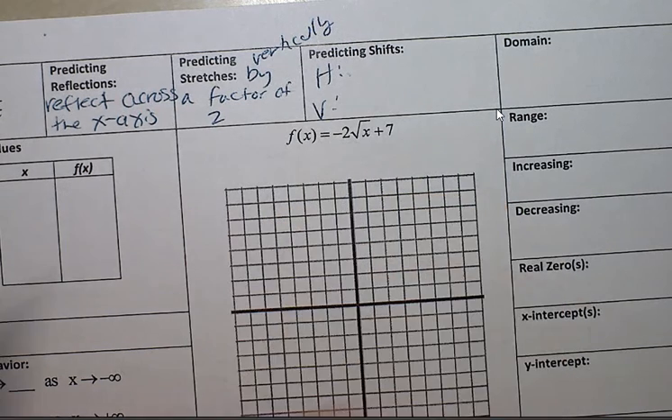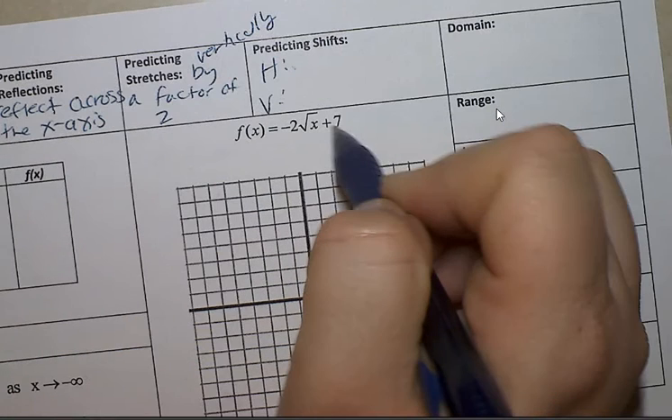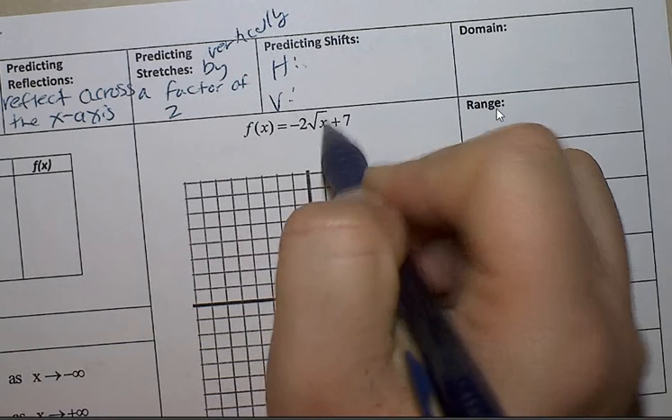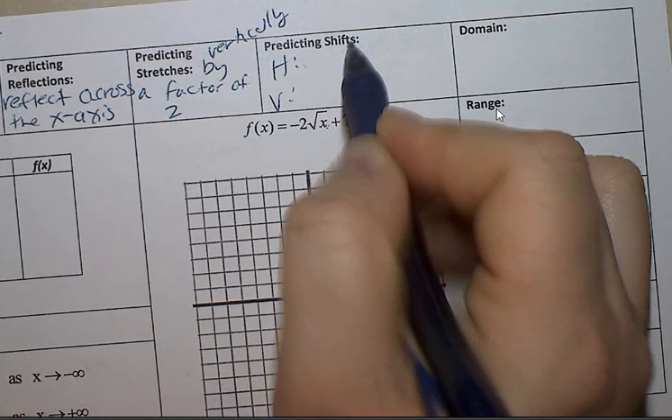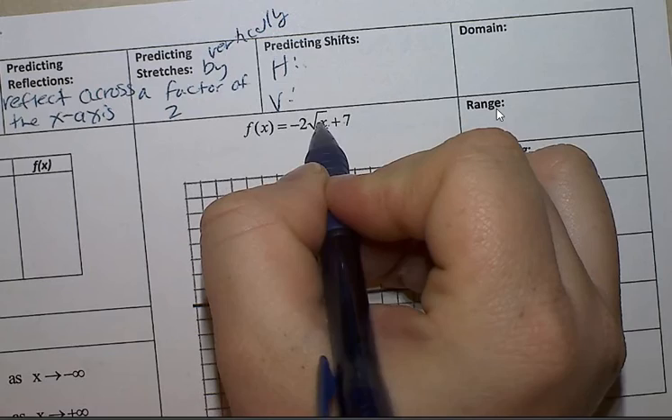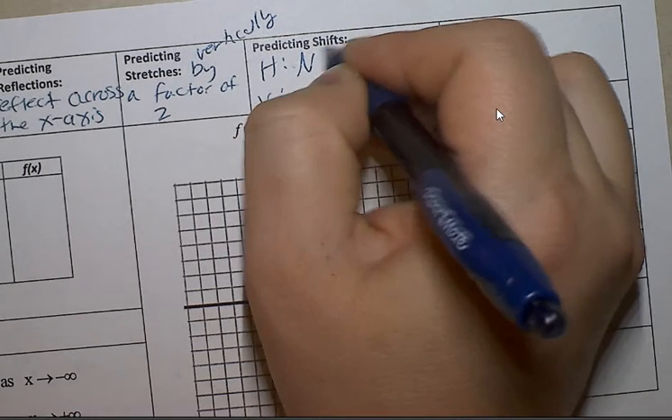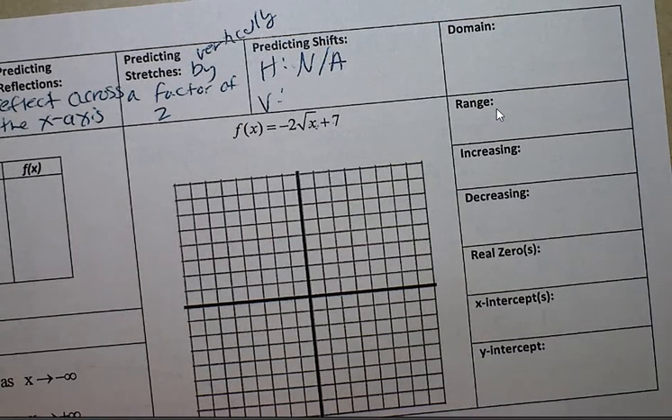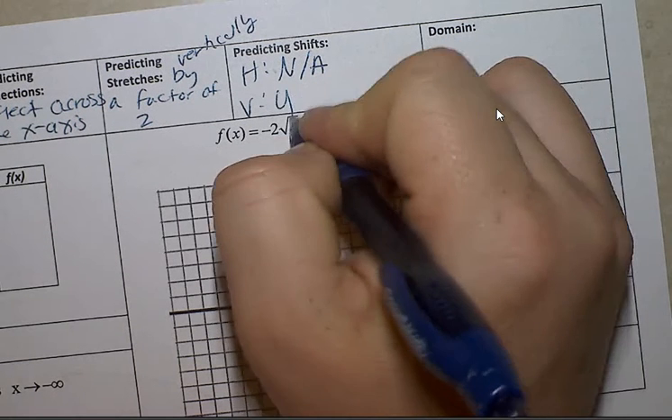Here's the rule. Yes, do you want to take a guess, Carlos? Okay, so it's inside of the radical. So the number inside the radical represents horizontal. The number on the outside represents vertical. Is 7 underneath the radical? There's nothing there. So there's no horizontal shift. The vertical shift is up 7 units.